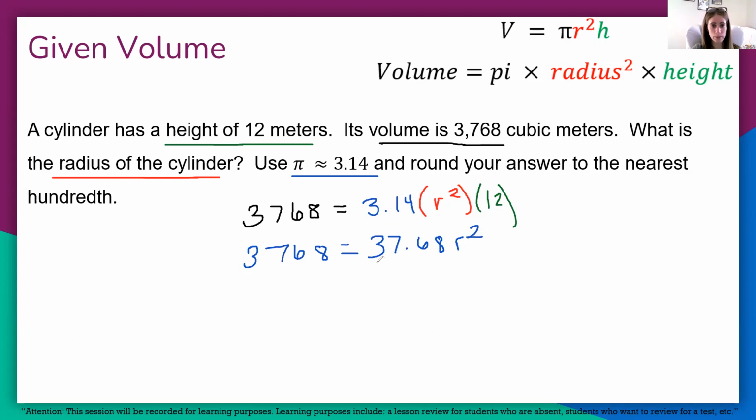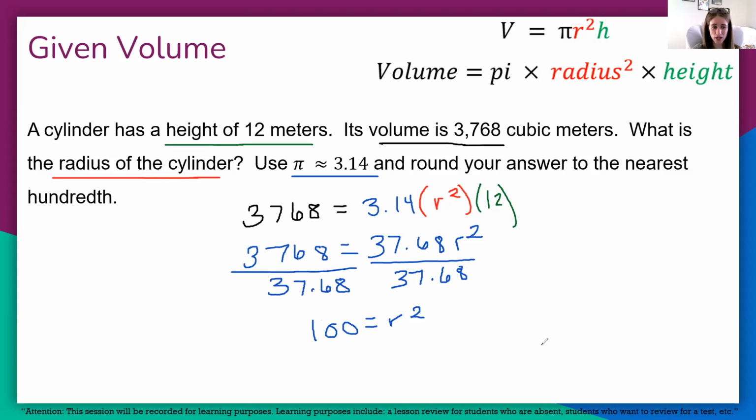Now we need to try to start isolating that variable. Solve our equation. Remember, solving equations is all about doing the inverse, all about doing the opposite. So right now we have multiplication. To get rid of that, we do the opposite, the inverse of multiplication, which is division. So 3,768 divided by 37.68 equals 100, which is equal to radius squared.